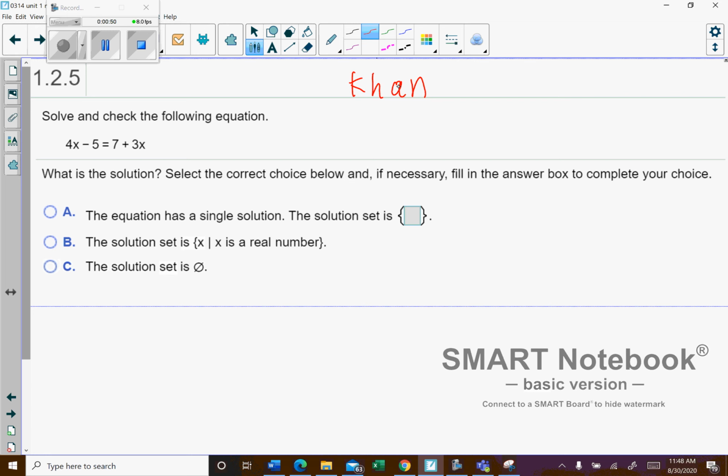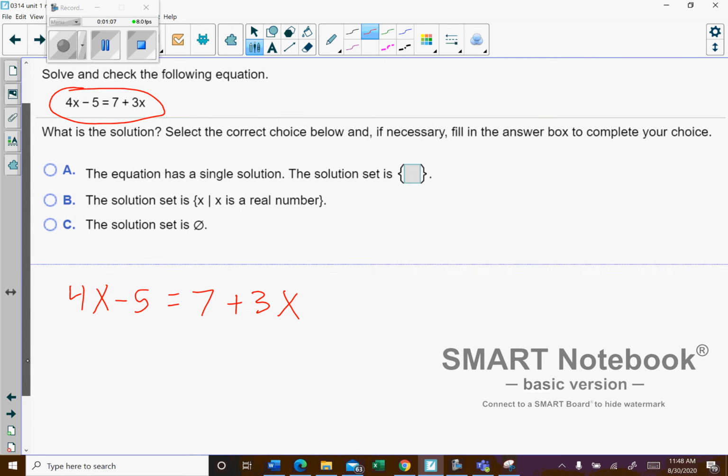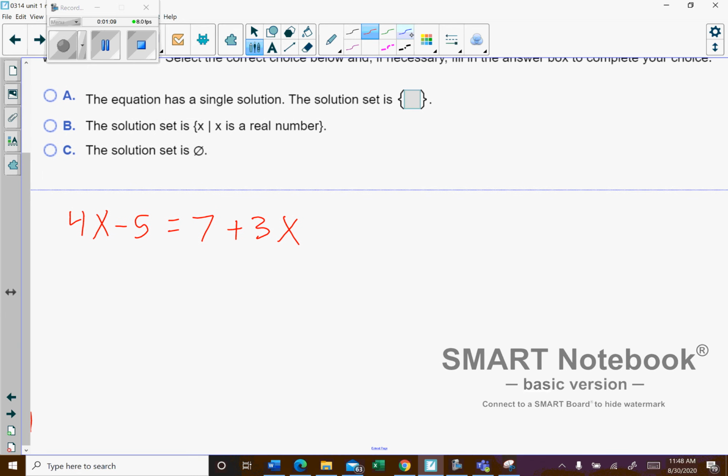But let's just take a really in-depth look at what's taking place here. This example we have right here. So what we have is 4x minus 5 equals 7 plus 3x. But what does that really mean? All right, so let's try to drill down a little bit.